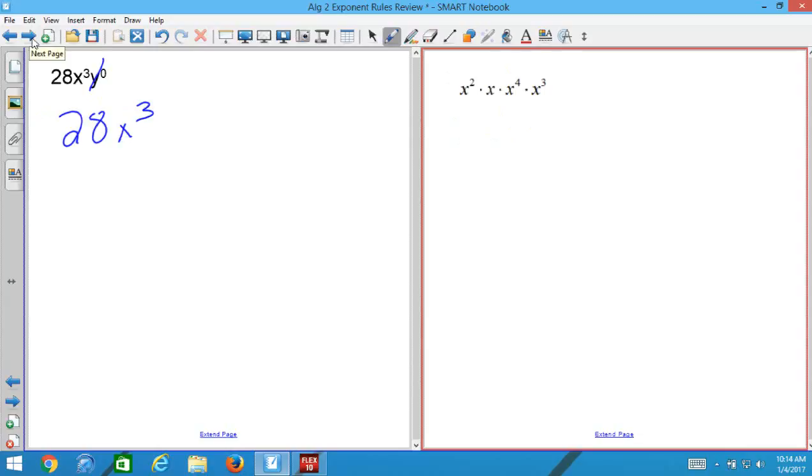Question 3 is x squared times x to the 4th times x to the 3rd. So we're going to use our graphic organizer. We have all the same base. All the bases are x's. What operation is happening between all of these x's? And if we are multiplying with our graphic organizer, what do we do to the exponent? We add them. So we're going to take x to the 2 plus 1 plus 4 plus 3. X to the 10.